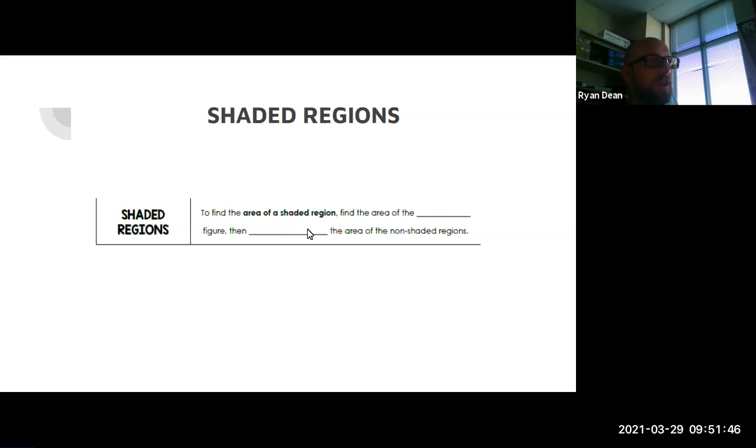Basically, what we're doing with shaded regions is very similar to the composite area. So we're going to be finding the area of multiple figures. For this one, we're going to find the area of the shaded figure first. After we find the area of the shaded figure, then we're going to subtract, take away, the area of the non-shaded regions. So we find the shaded area first, then subtract everything that is not shaded. That's all that we're doing for shaded regions. Let's go ahead and take a look at a few examples.